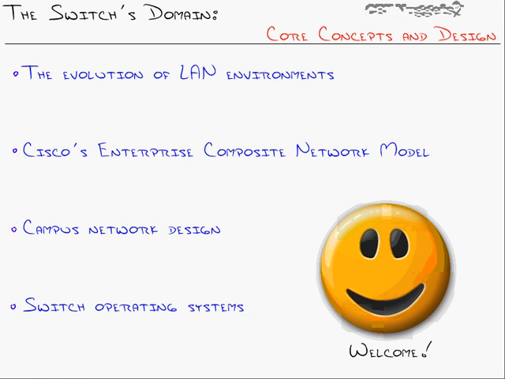We're going to start off by talking about the core concepts and design, the foundation of the switch world. Some of this will be review for you, hopefully, talking about the evolution of local area network environments, moving from hubs to switches to layer 3 switches and so on, and designing a proper network using the enterprise composite network model. It's big. It's designed for big networks, but it can fit just about any network environment.